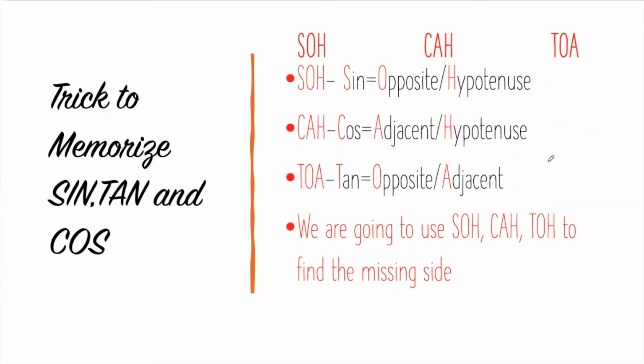Moving right along, here's SOH CAH TOA again. We are actually going to use these again to find the missing side length. So just take a look at them, refresh your brain. SOH means sine is equal to opposite by hypotenuse. CAH means that cos is equal to adjacent by hypotenuse. TOA means that tan is equal to opposite by adjacent.